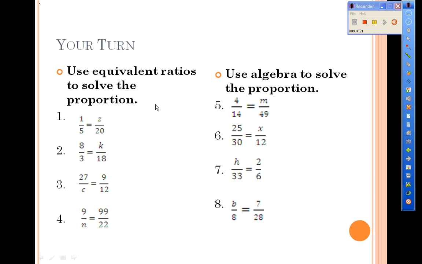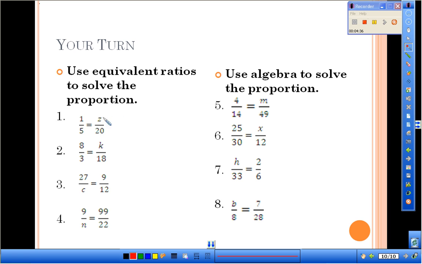Now I want you to try some examples on your own. 1 through 4, I want you to use mental math to solve the proportion. And for numbers 5 through 8, I want you to use algebra to solve the proportion. I'm going to do the first two questions in each set to show you what I mean. For number 1, we're going to use mental math. We know that these are equivalent ratios. So ask yourself, what number times 5 will get me to 20? And that number is 4. Whatever you do to the bottom, you have to do the top to keep everything balanced and equal. 1 times 4 equals 4. So z equals 4.